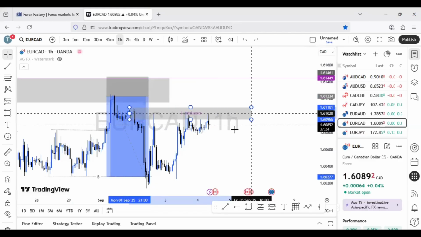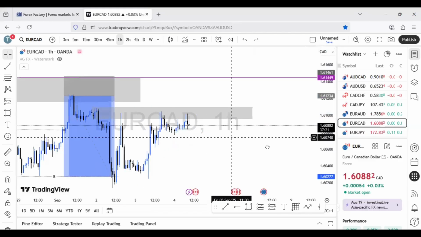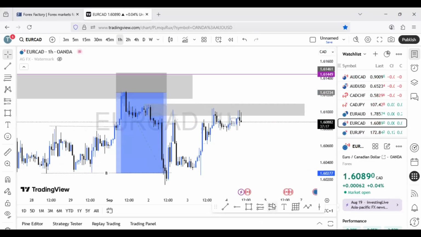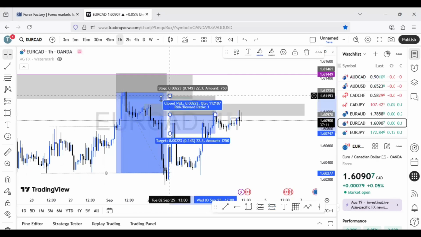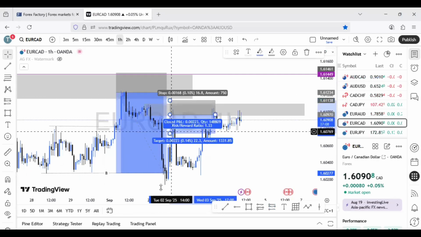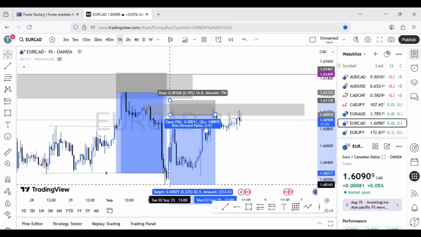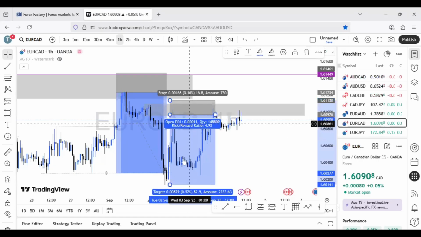So that's still the current play like this, so that it's giving multiple touches. And it has done multiple 3R or more, let's see. So this will have been my entry, this will be your SL, and this area will be your final TP, almost 5R. And it has done that already.